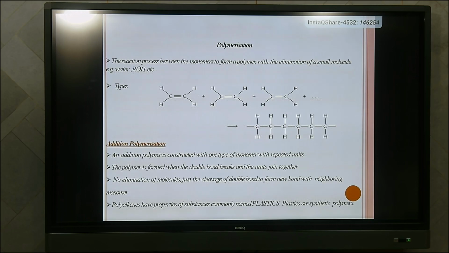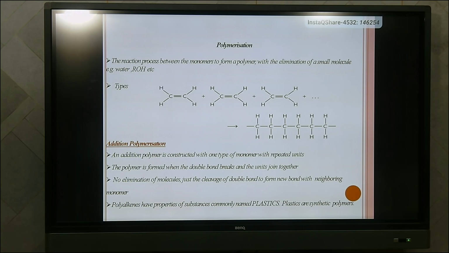Now we'll pass on to polymerization. Polymerization, from the name itself, you can grasp that it is a reaction process in which two or more monomers connect together to form a big polymer chain. Under polymerization, you will see two processes. The first one is addition polymerization, and the next one is condensation polymerization.